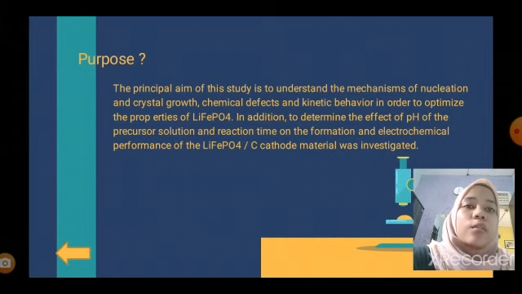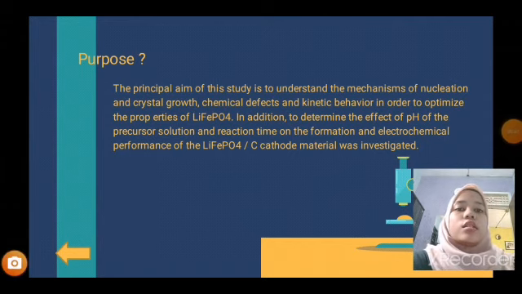The principal aim of this study is to understand the mechanism of nucleation and crystal growth, chemical default, and kinetic behavior in order to optimize the properties of lithium iron phosphate. In addition, the effect of the pH of the precursor solution and reaction time on the formation and electrochemical performance of the lithium iron phosphate cathode material was investigated.